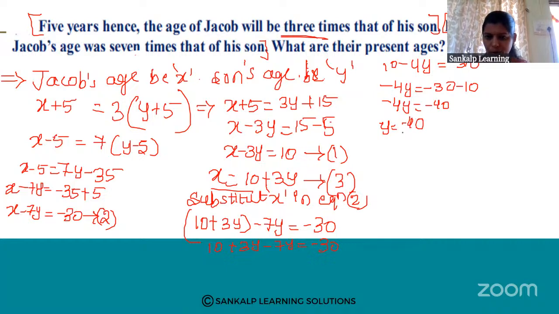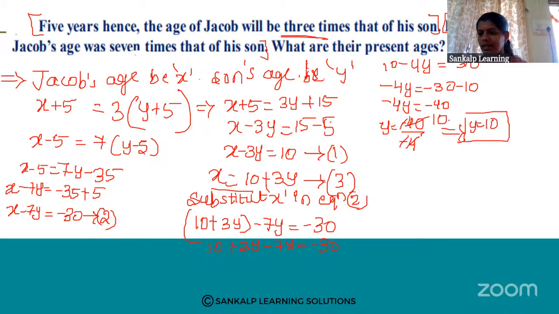Transfer this minus 4 to this side. So this is minus 4 divided by minus 4. Minus and minus will get cancelled. 4 ones are 4, 4 tens are 40. That means the y value is 10. Right? The y value is 10.